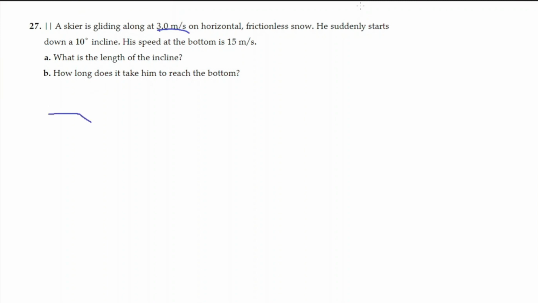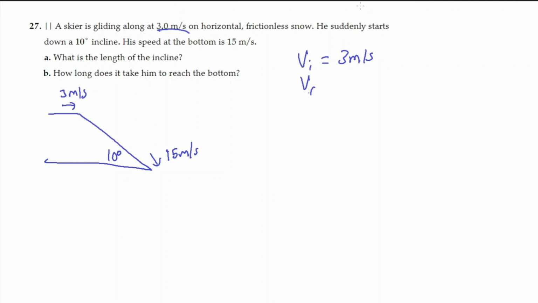So let's draw another picture here. That is kind of what it's going to look like. He's going to be coming here at 3 meters per second, and then when he reaches the bottom, he's going to be at 15 meters per second on a 10-degree incline. So let's write down what we know again. V initial is going to be equal to 3 meters per second. V final is going to be equal to 15 meters per second.